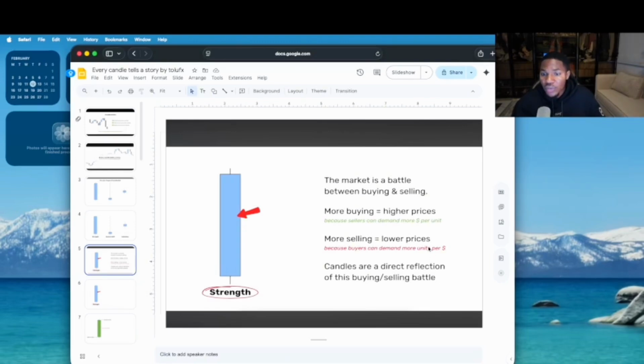Normally, the ideal way to trade is to wait for price to come to a discount zone, then you look for a buying opportunity. And you wait for when price gets to a premium zone, then you look for a selling opportunity. So candlesticks are a direct reflection of buying and selling. That is just the easy way to say this, right?